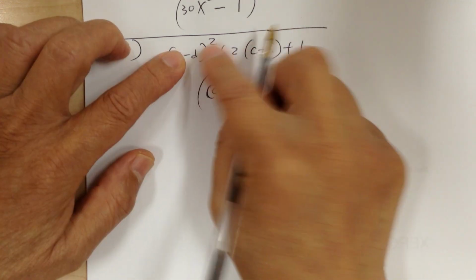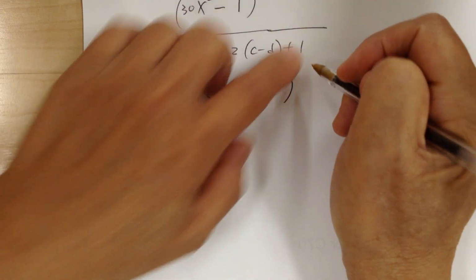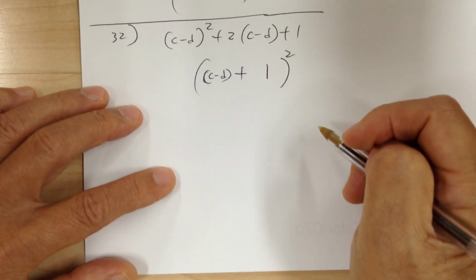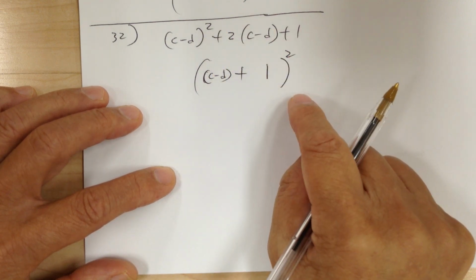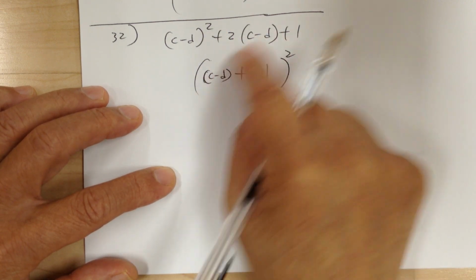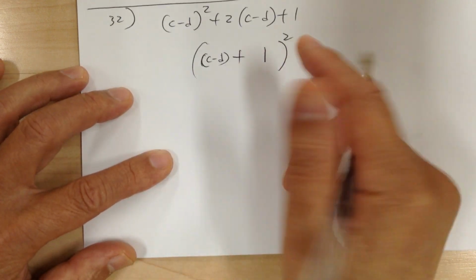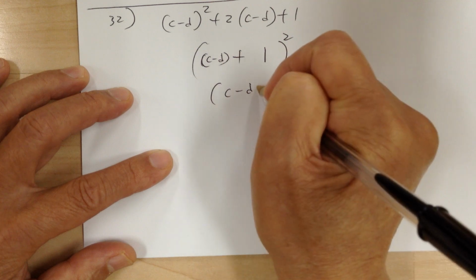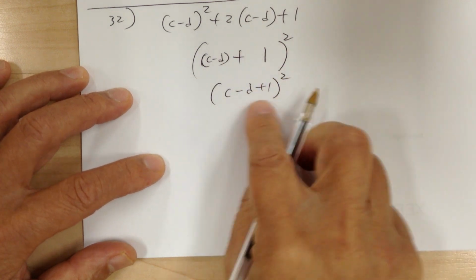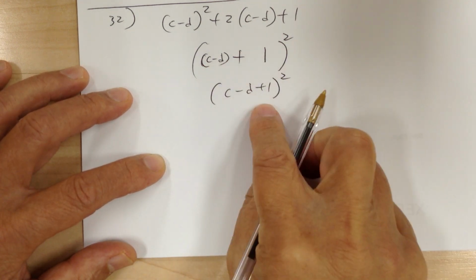Again, this square can be 9. So plus, to get 1, I need 1, right? Now let's check. The middle term, the sign matches. 2 times 1 is 2. And this one is not an alphabet, this is a group, and the group matches. And what you want to do is tidy things up a little bit. So you just write c minus d plus 1 squared, and get rid of the small parentheses inside.